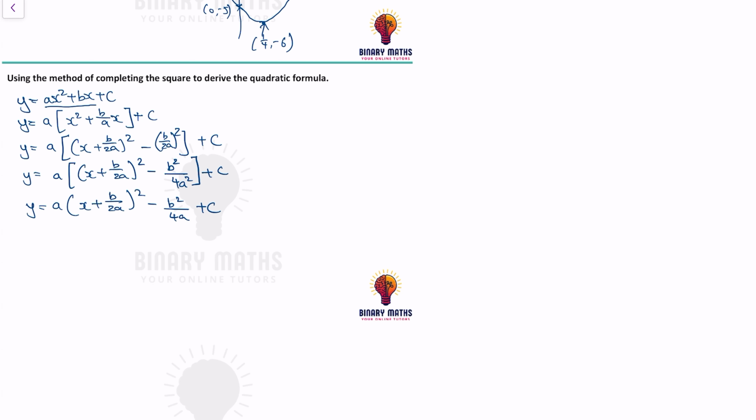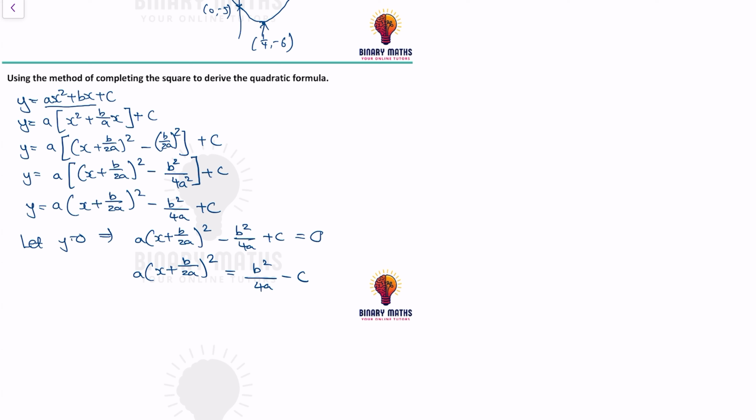Now remember when we're trying to solve this, we're making it equal to 0. So let y be equal to 0, which implies we have a times x plus b over 2a squared minus b squared over 4a plus c must be equal to 0. Let's take the last two terms over to the other side. So I'd get a times x plus b over 2a squared is equal to b squared over 4a take away c. Let's try to write the right hand side over a common denominator.